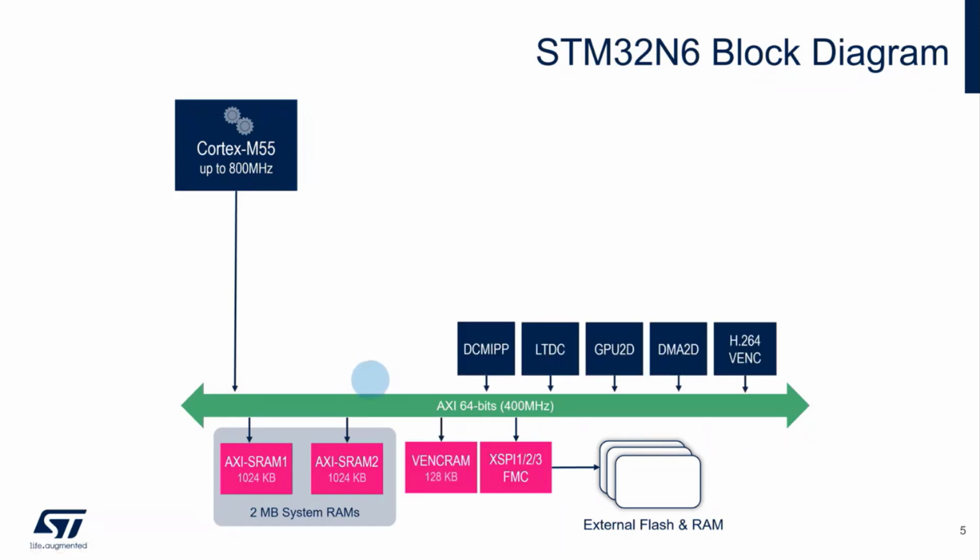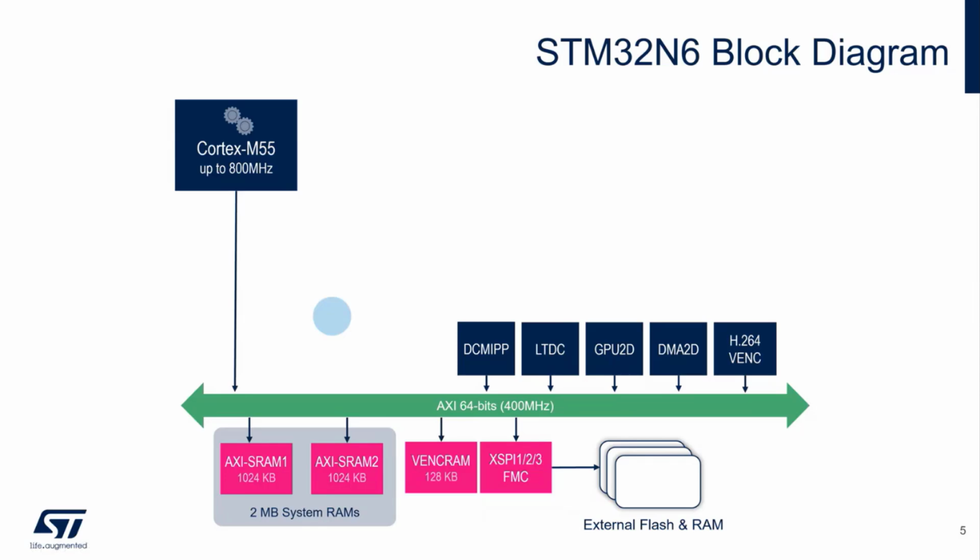The same way, you have other masters on this bus, so the DCMIPP, we will come to that with my colleague, the LTDC, the LCD controller for the display, the GPU 2D, so the graphic accelerator. The DMA2D is also a graphic accelerator, and others like the H.264 video encoder, and even motion JPEG, which is in this diagram. So here it's a regular way. We have one main bus, and all the masters, including the Cortex, are accessing it.